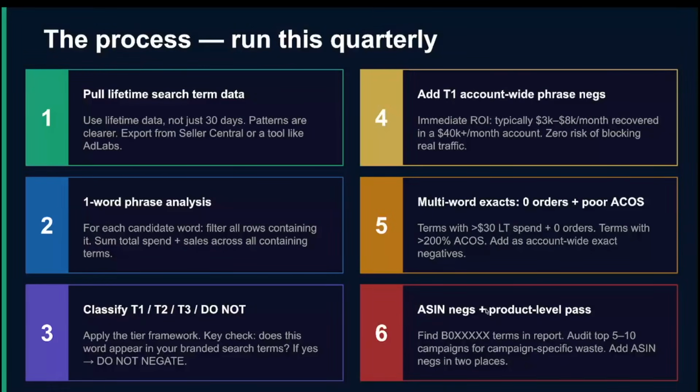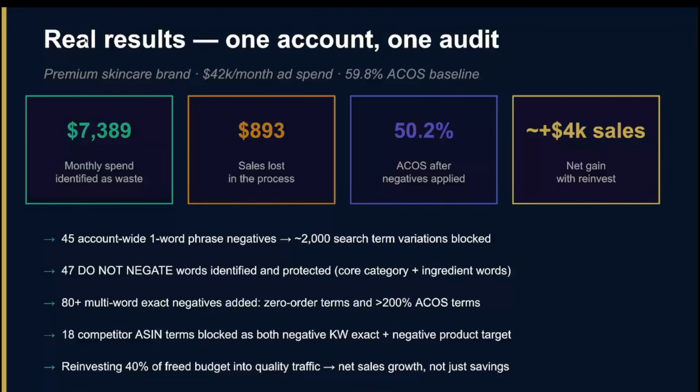The last level is ASIN negatives, and you would want to decide what ASINs to negate, as well as product level negative lists. Again, here are the results of the audit we've done, similar to this, on the account we are managing. Premium skincare brand, $40,000 in ad spend, and we are saving them about $7,000 just by doing this kind of audit and implementing the system in the very first days we are managing the account.